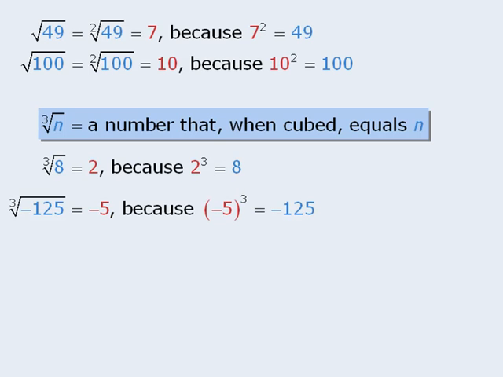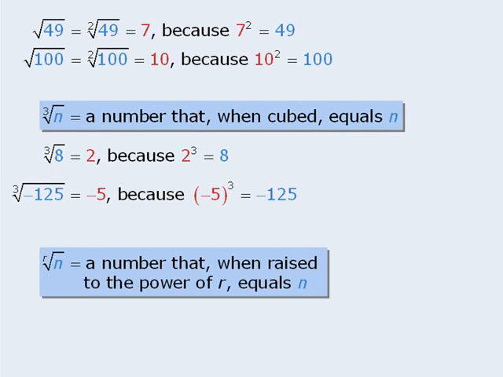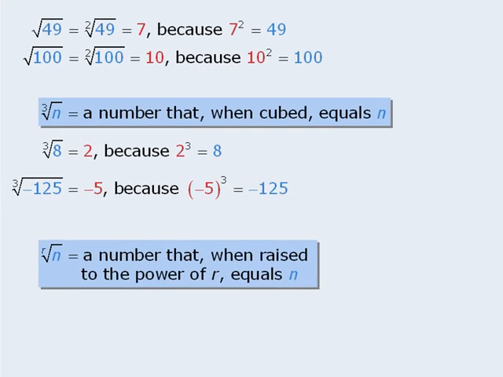125. Now notice that although we cannot find the square root of a negative number, we are able to find the cube root of a negative number. We will discuss this shortly. Now, in general, we can say that the rth root of n is a number that, when raised to the power of r, is equal to n.